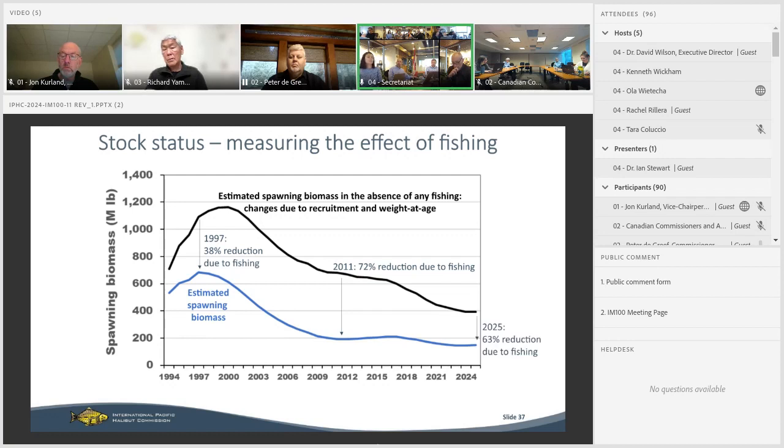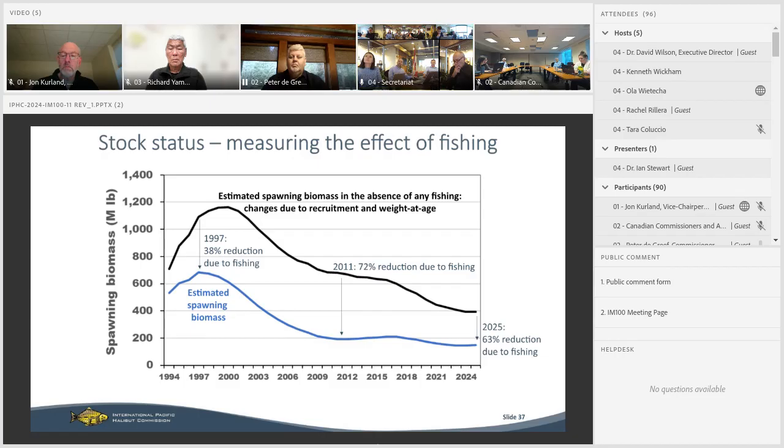We then go to the end of the time series. In 2025, we estimate that the fishing has reduced the spawning biomass by 63% compared to what it would have been if we hadn't been fishing. And so you can see that since 2011, the reductions in quota that the commission has taken have actually reduced the effect of fishing on the stock. Despite the fact that the spawning biomass has gone down, we've actually moderated that trend by our reductions in the fishing mortality limits. So we're actually having a smaller effect on the stock now at a lower biomass than we were back in 2011 at a slightly larger biomass.